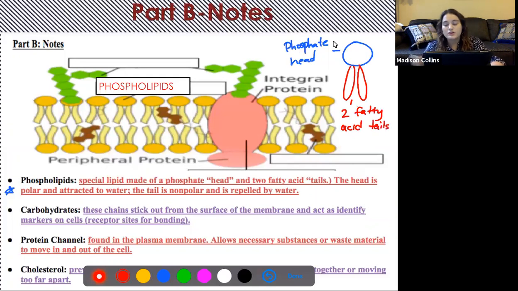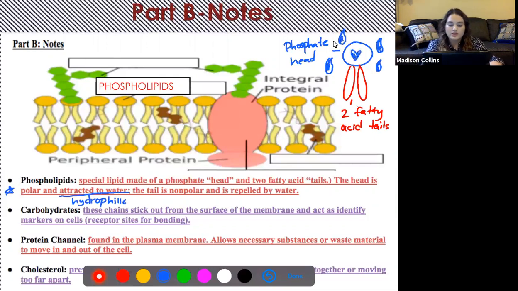Okay. Now we also need to note that this head up here is polar and is attracted to water. If something is attracted to water, we're going to call it hydrophilic. So I'm going to draw some water molecules up here. There's some water droplets because our phosphate head loves water.